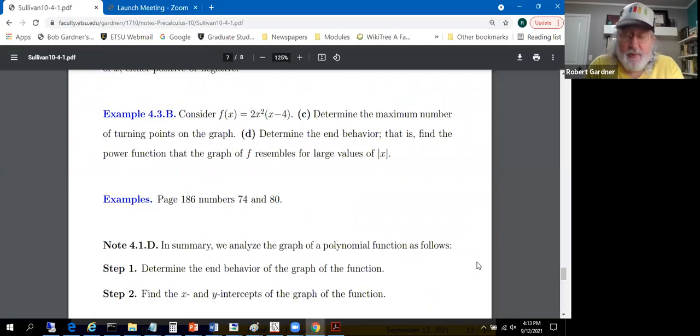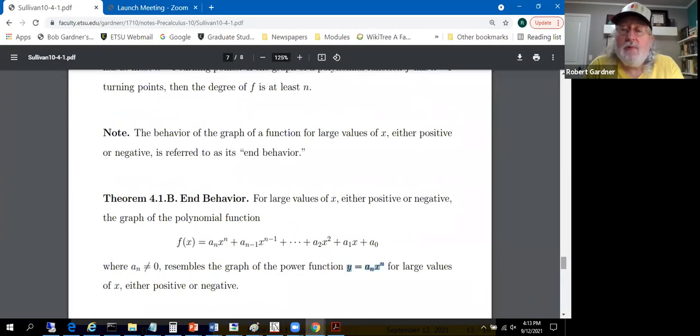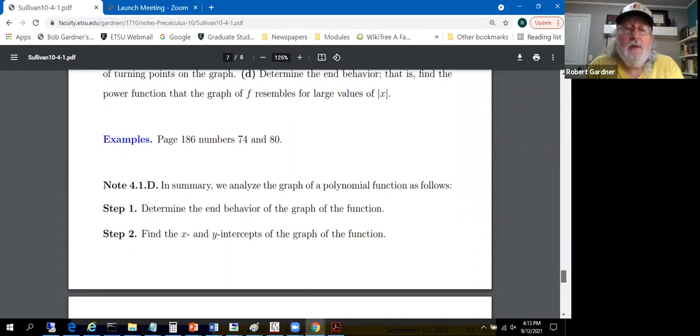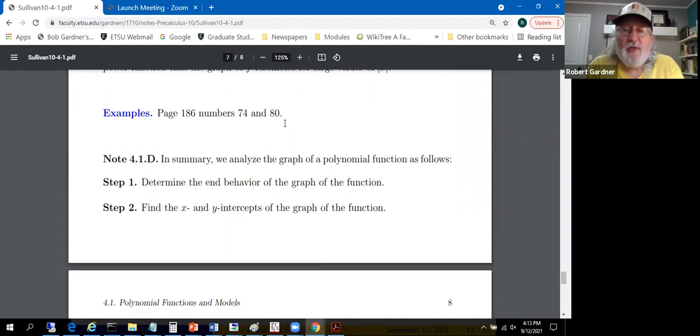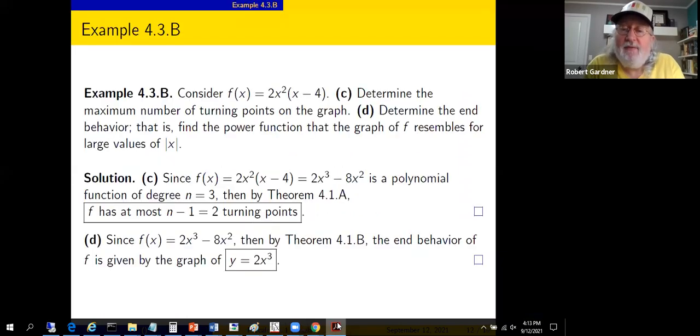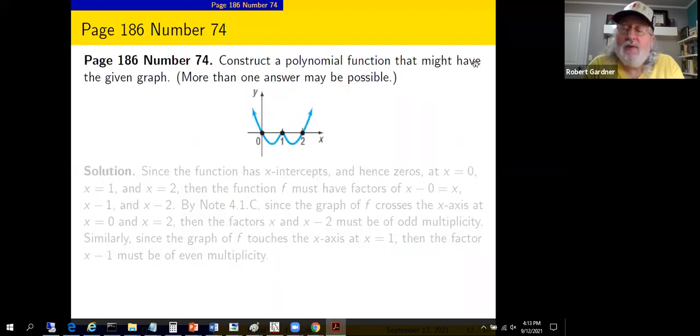Returning to the notes, let's look at a couple of other examples, and then we'll plow into graphing. Okay. So here they've given us a graph. They say, construct a polynomial function that might have the given graph. More than one answer may be possible. Yeah, right, because we won't know the leading coefficient, for example. If they gave us a point on the graph, we might be able to tie it down a little more.